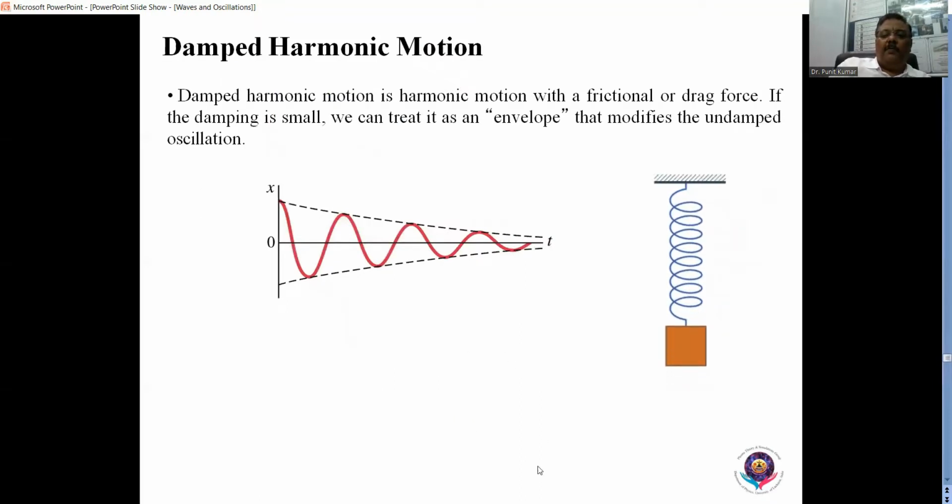Now, if we pull the spring and release it, the oscillations will start slowing down, and ultimately it will come to rest. So there is a decrease in the amplitude of the wave, and when it comes to rest, the amplitude of the oscillations becomes zero. This reduction in the amplitude and gradually coming to rest is called damped harmonic motion.